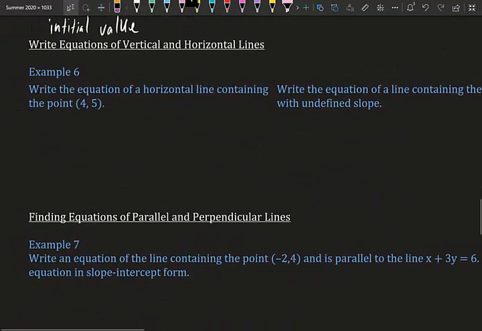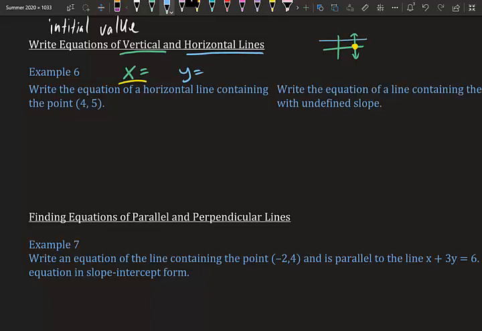All right, write equations of vertical and horizontal lines. So a vertical line, that's x equals, because this is what a vertical line looks like. And you see how it crosses the x-axis? That's why it's x equals. A horizontal line is y equals, because it looks like this, and it crosses the y-axis. That's why it's y equals.